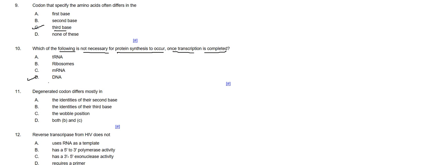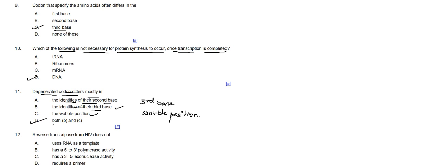Now, degenerate codons differ mostly in. So it identifies the identity of their second base, the identity of their third base, the wobble position, both B and C. So the identity of the third base and the wobble position is where the degenerate codons differ. Okay, so remember, it's the third base and the wobble position where the degenerate codon differs. Okay, so the answer will be both B and C.